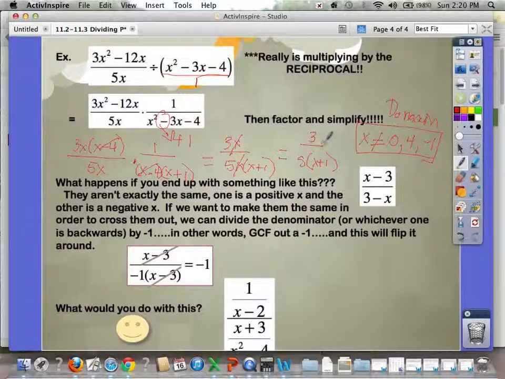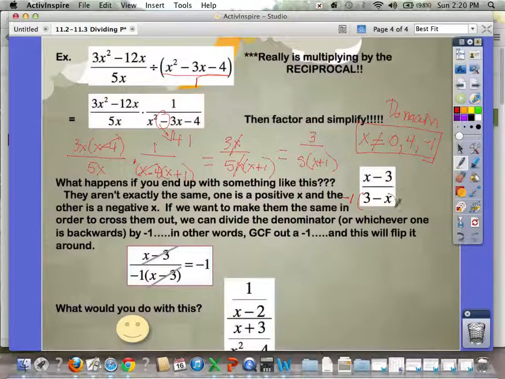Okay? Now, what happens if you get something like this? You're tempted to mark them out thinking that they're the same, but really they're not. Why? Because this is a positive x and this is a negative x. This is a negative 3 and that's a positive 3. Now, most people like to have their variable on this side. So in order to fix this, we can switch this around by taking out a negative 1.